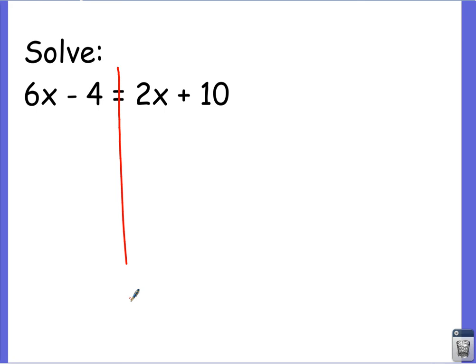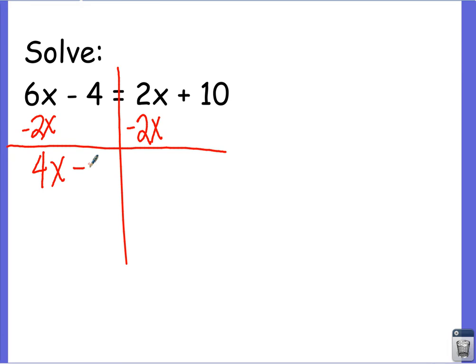I usually use the rule of subtracting the smallest one, because my ultimate goal is to see if I can avoid some negatives. So in this case, since 2x is smaller, I've got to get rid of it on the right side. But whatever I do to one side, I've got to do the exact same thing on the other side. So 6x minus 2x gives me 4x. I haven't done anything to the negative 4, so it has to stay. A positive 2x and a negative 2x go away, and I bring down the 10.